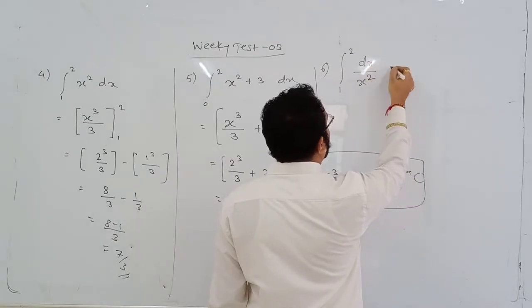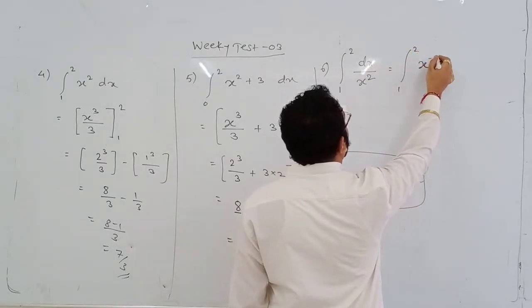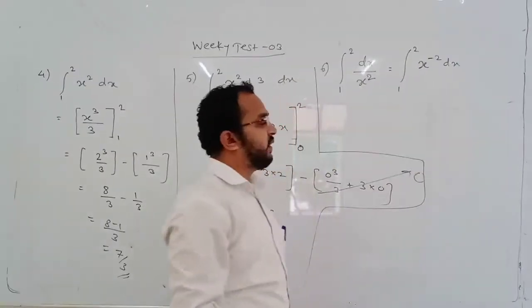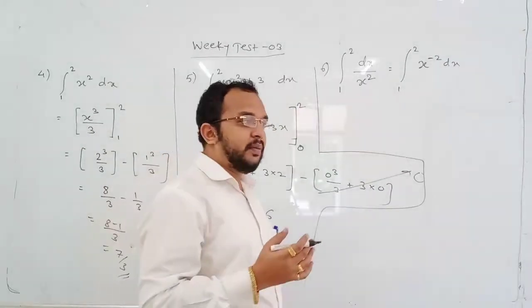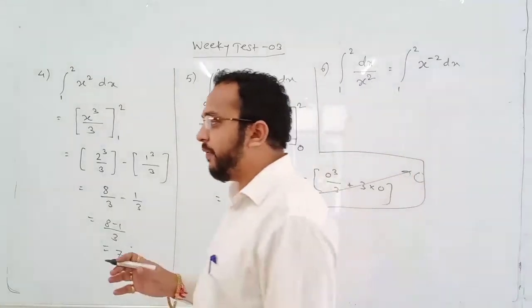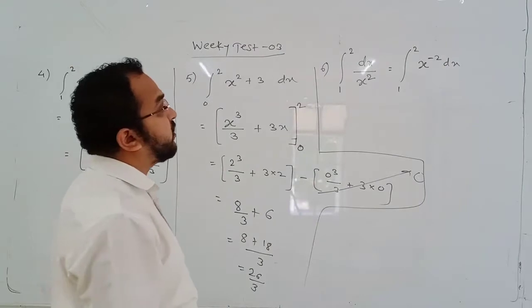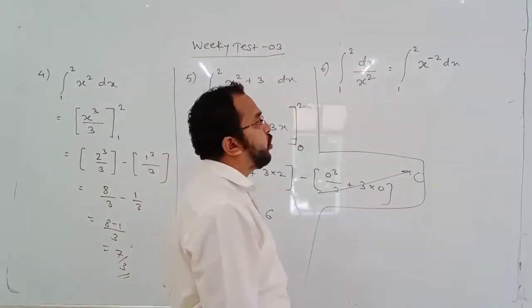I will simplify this function, simplify this question. Integration from 1 to 2 of x to the power minus 2 dx. I have shifted that x square in the numerator because we can apply the power rule only where the function is in the numerator. So now it will become x to the power minus 2.